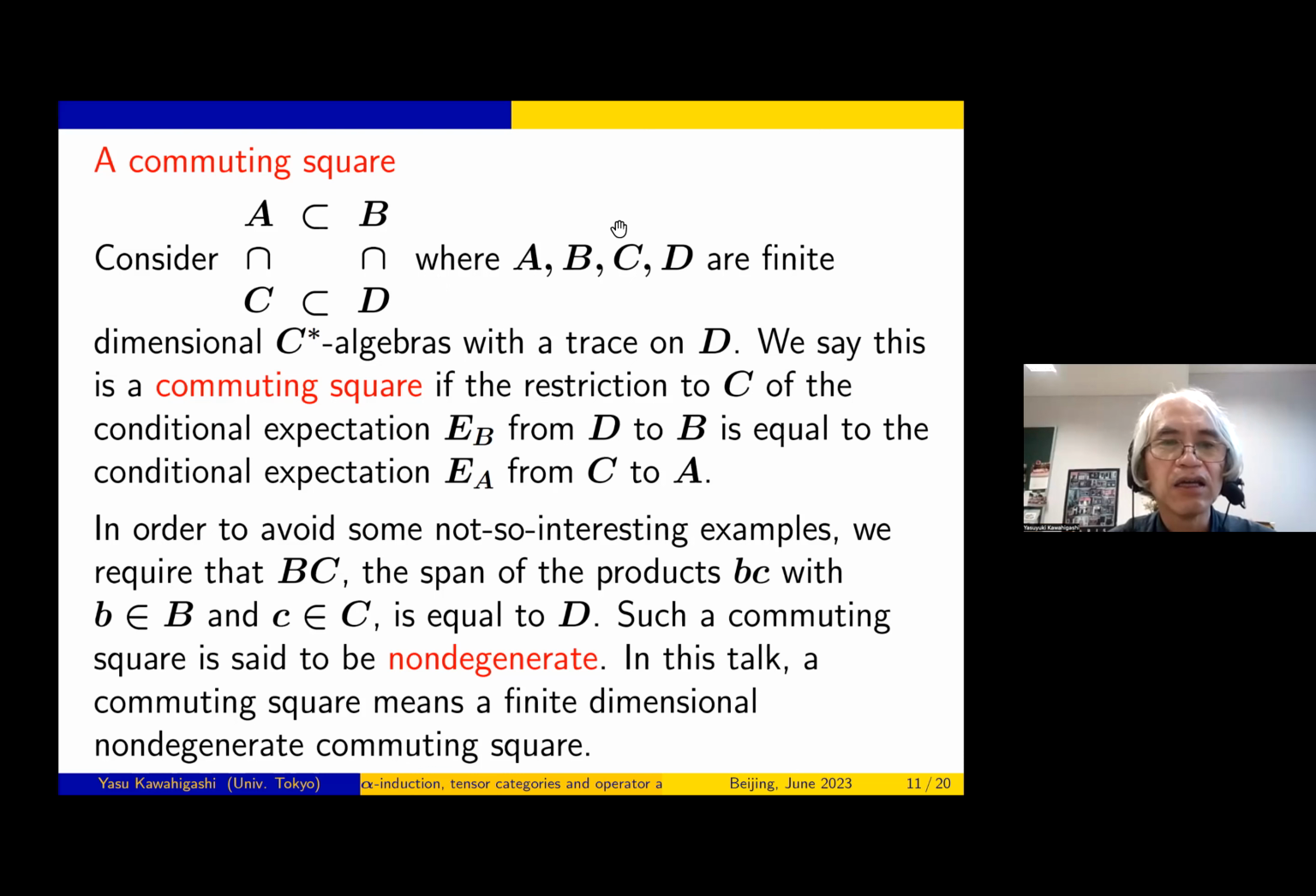And also in a symmetric situation, we can also consider a projection from D to C and also B to A. And this gives an equivalent condition. Then, in order to avoid some rather trivial examples, we require some non-degeneracy of B and C. So we require that the product BC spans the entire larger algebra D. This is called non-degeneracy, but if you are not familiar with this kind of thing, this is not so important. Anyway, in this talk, I always talk about a finite dimensional non-degenerate commuting square. So this is some kind of symmetric situation of four algebras.